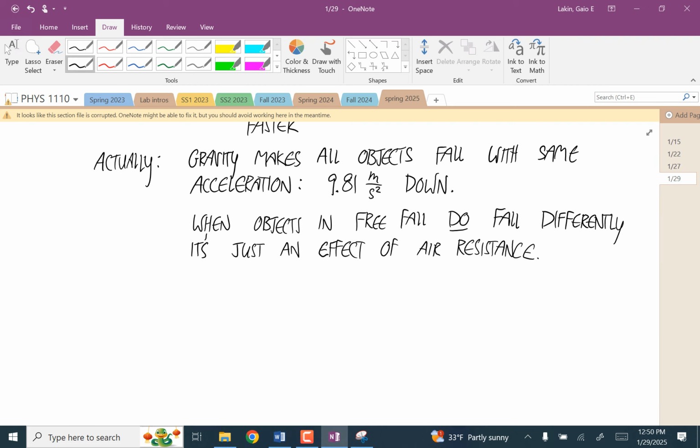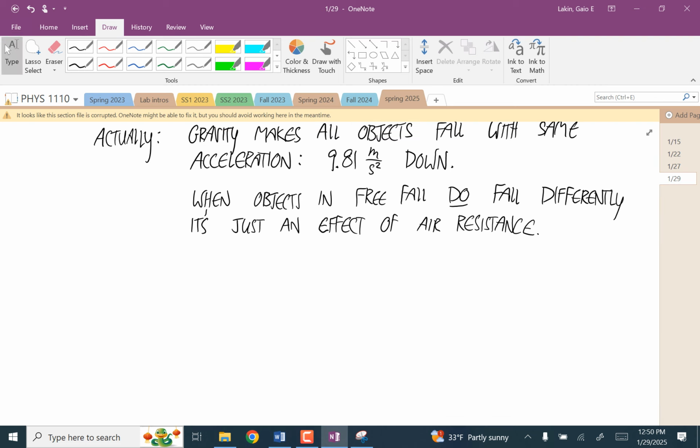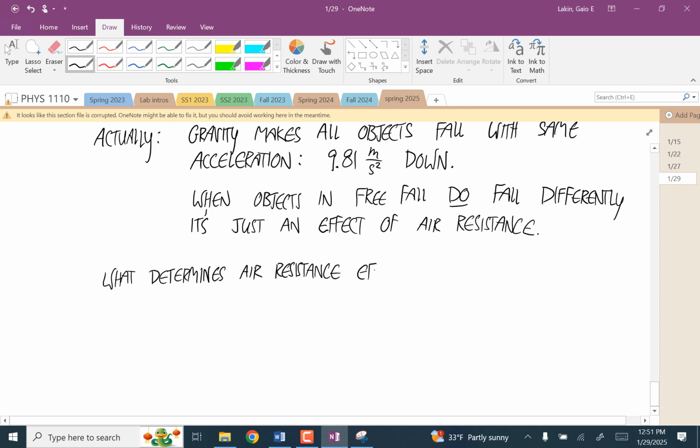Okay, so let me give you a list of what determines the air resistance effect on an object's motion. Like, how can you guess when air resistance is going to affect something's motion too much to trust your calculations? What determines the air resistance effect on an object's motion?